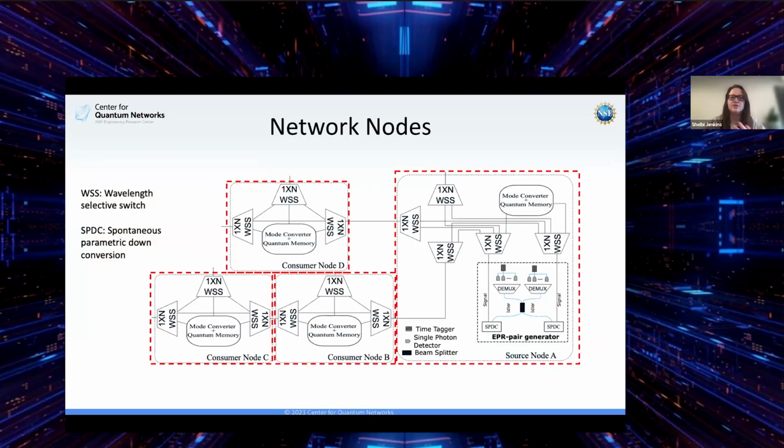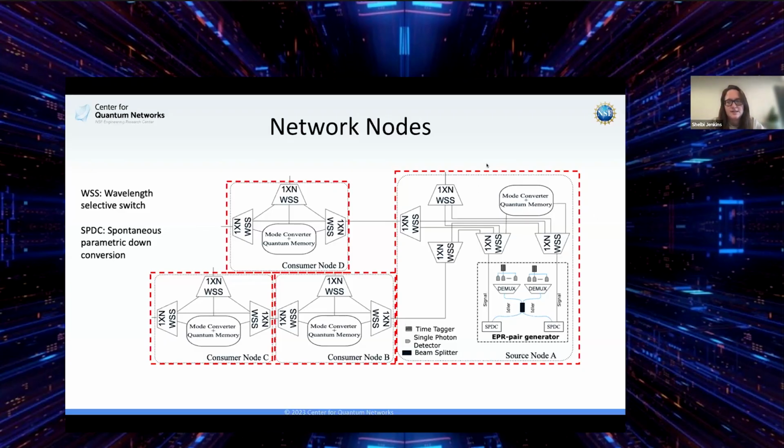This is just a more technical version of what our nodes look like. So our source node has the same EPR pair generator and Bell state measurement. For some work that we've done previously, we've assumed that our source node is also a consumer node. So it also has this mode converter and quantum memory, along with these wavelength selective switches. And these WSSs are one of those key photonic devices that we're going to want to be able to integrate and implement later, because that is what is allowing us to redirect which photons are going to which consumer nodes.